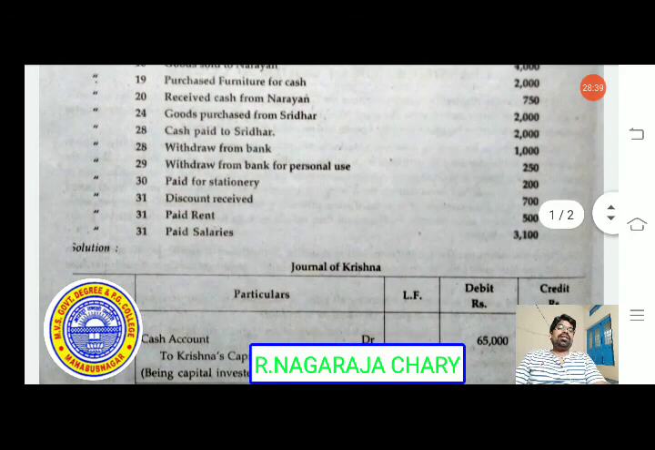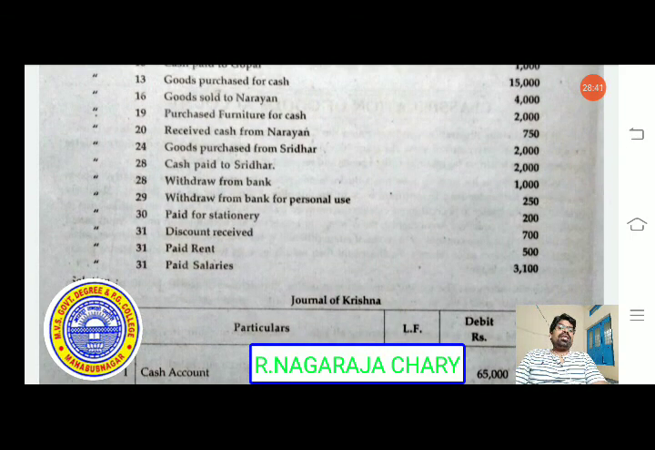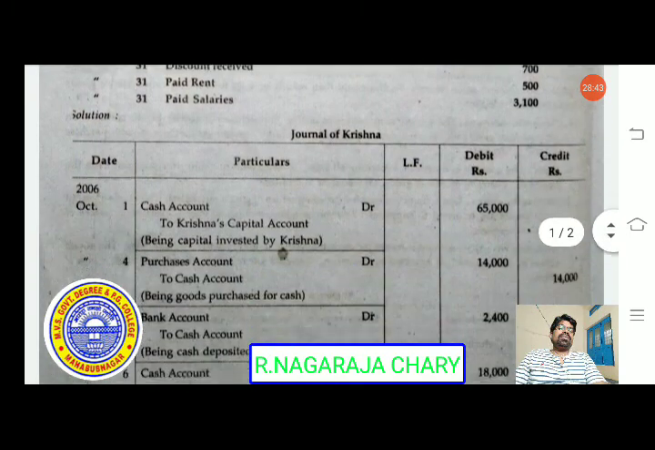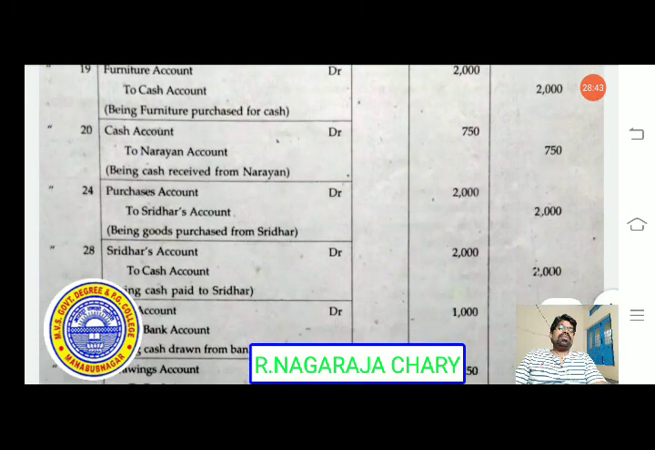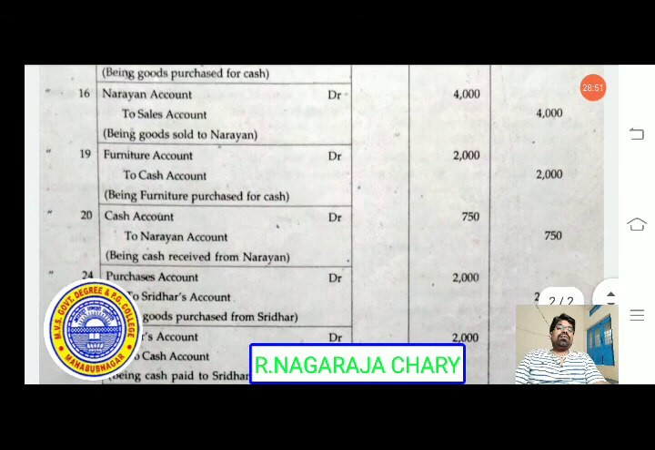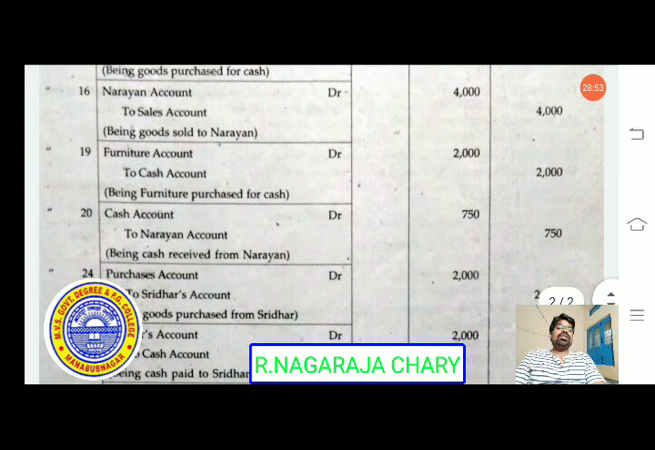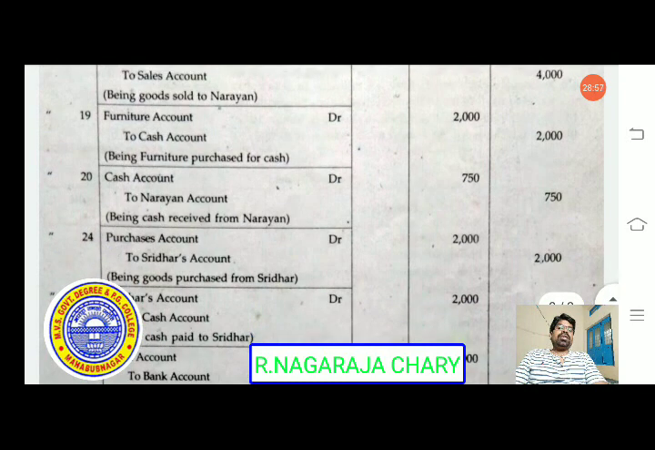Next, on the 20th date, received cash from Narayan. We are receiving cash from Narayan. So earlier we sold goods on 16th, worth 4,000. We have received cash 750 from Narayan on the 20th date. So cash account debtor to Narayan account. Narayan comes under personal accounts, cash comes under real accounts. Here both the aspects will have separate accounts.